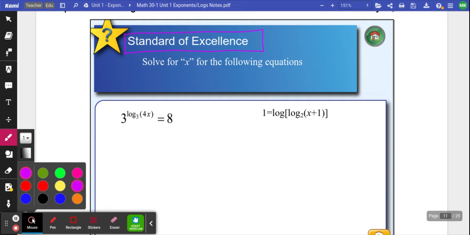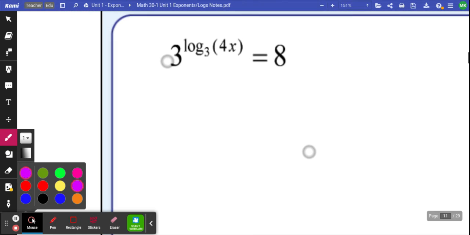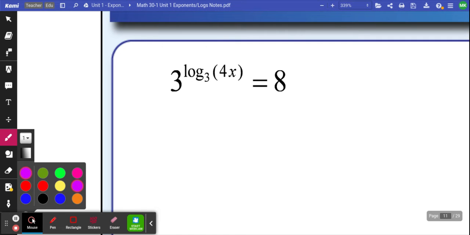It's honestly not going to be that bad if you rely on what strategies you know. If I look at this, the question just says solve. That's all it's going to say, solve for x. Look to see where x is. X is up here. It's in a log and it's in the exponent. So it's in both right now, which is why this is a standard of excellence question.